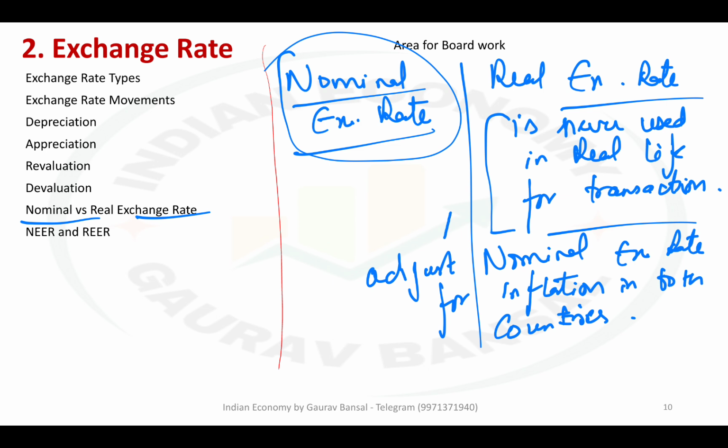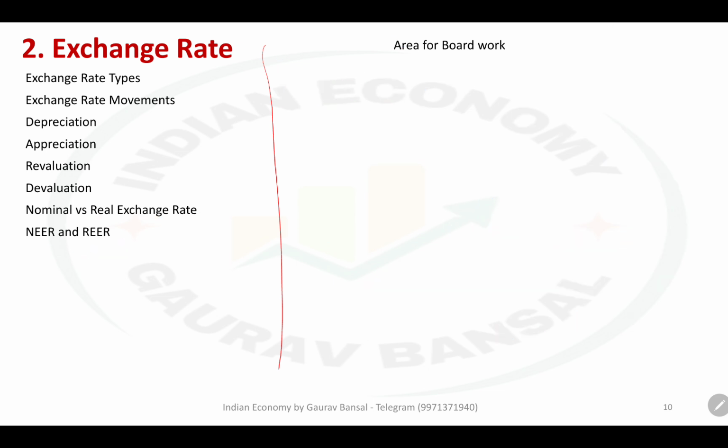You need to know the concept that real exchange rate is the nominal exchange rate adjusted for inflation, and that it is not used for transactions. It is used for research purposes. So that is the utility of real exchange rate and its application. The next topic is NEER and REER. So NEER is nominal effective exchange rate. So nominal and real we have already seen. Now there is one more word which is added, and that is effective.